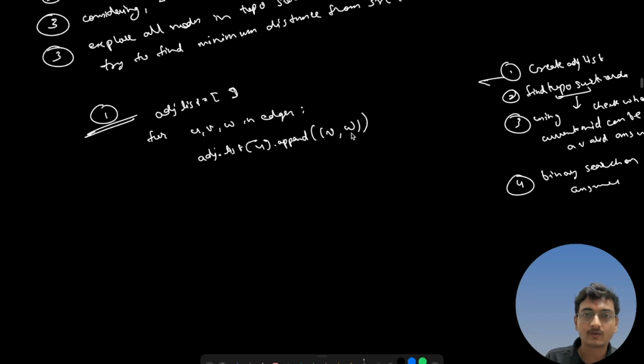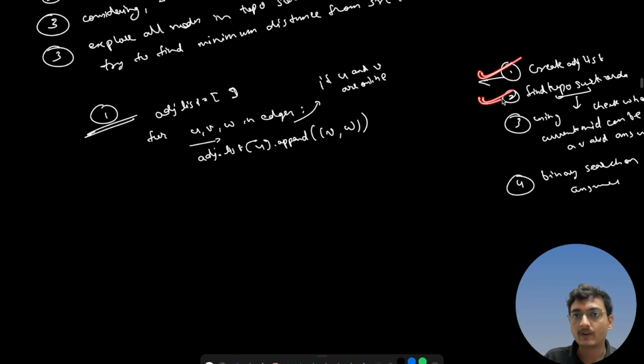And I need to add one condition here. That condition will be if u and v are online. If any one of them is offline, I will not go and add the edge. The only condition is both should be online. Then only I will be doing this. So first thing is done.